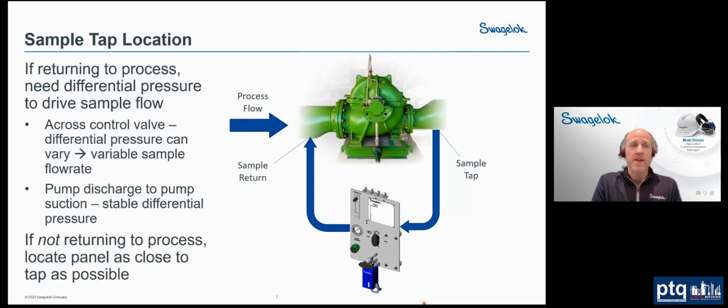Now, returning to the process is definitely better from a waste management standpoint and also from a sample purity standpoint because we can flow and get fresh sample through there. But if you're not returning to the process, you want to make sure to locate that panel as close to the process or to the pipeline as possible to minimize the length of the transport line.